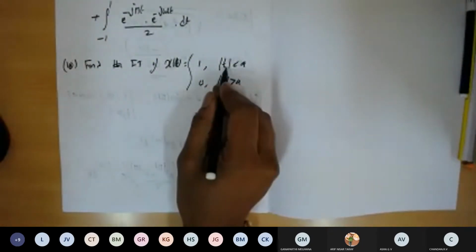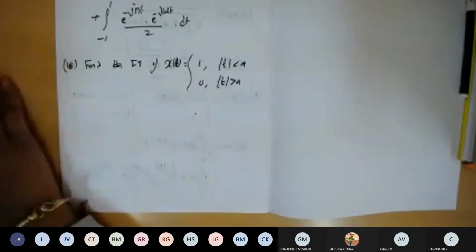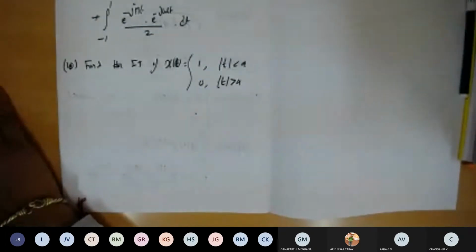Whenever the magnitude of t is there, it means that t can take both positive and negative values. That's the meaning of the magnitude of t in x of t.